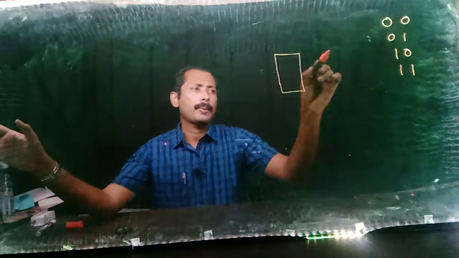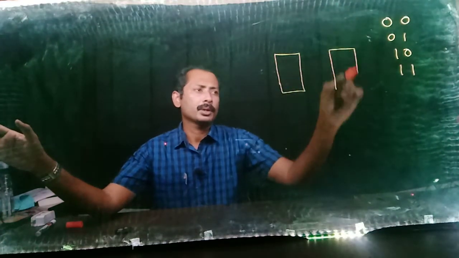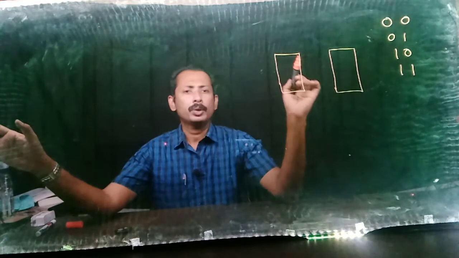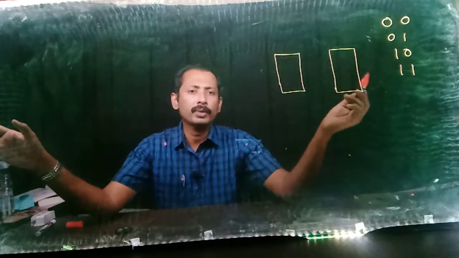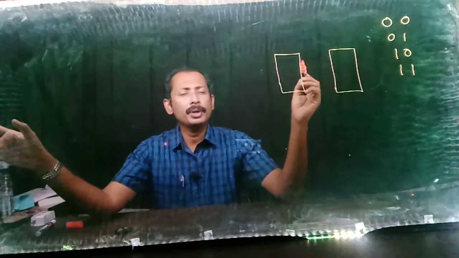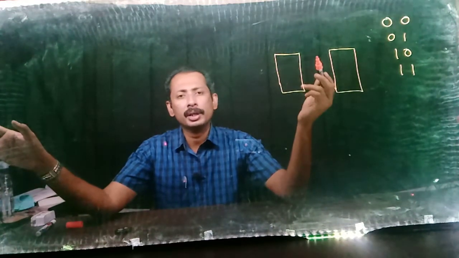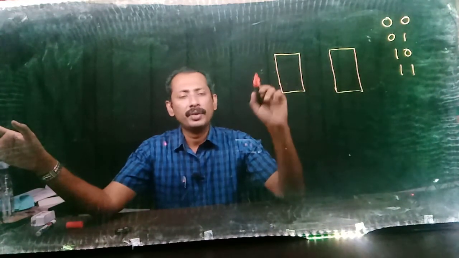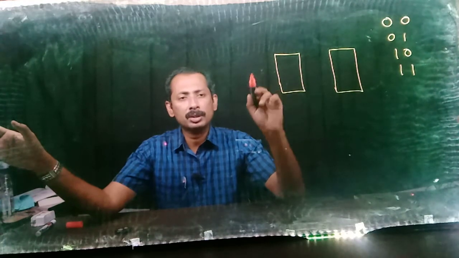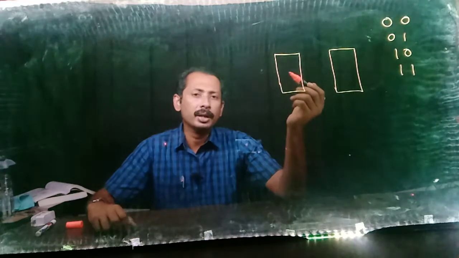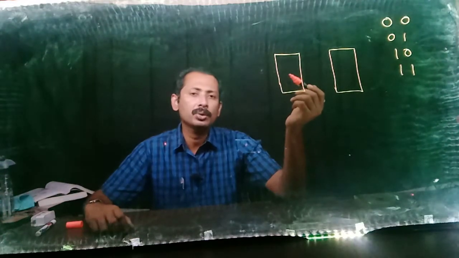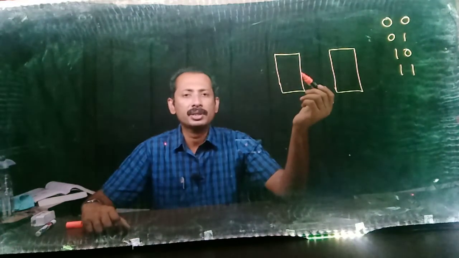So I am drawing a 2-bit counter now. A 2-bit counter means it can count from 00 to 11. So 2 bits means it has 2 raised to 2 states, equal to 4. If I have 3 bits, then 000 up to 111, equal to 2 raised to 3 combinations, which is 8 different states.